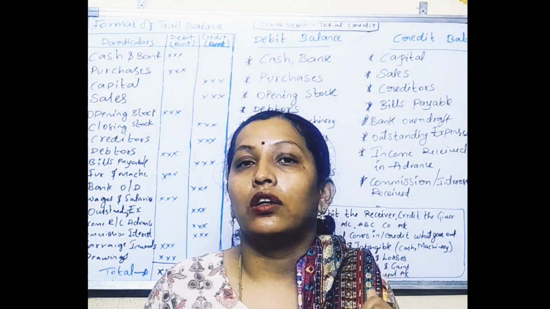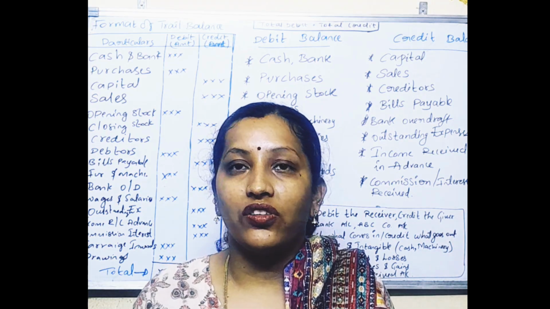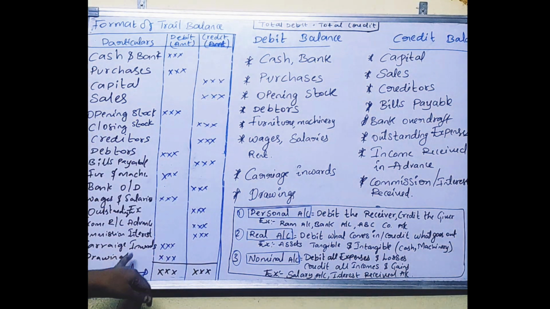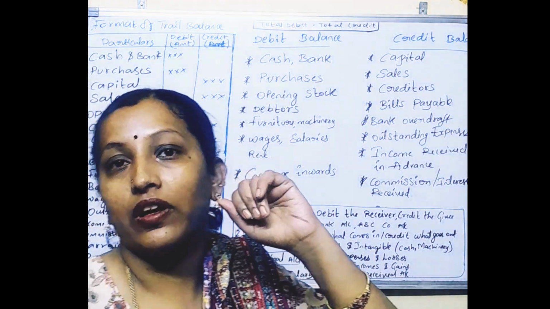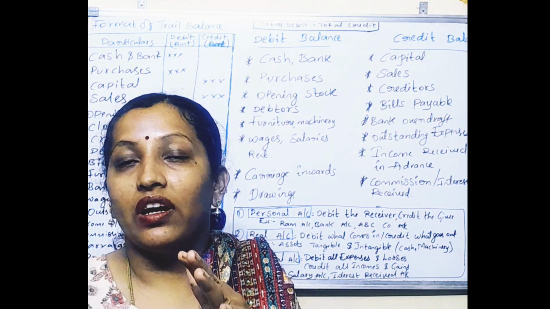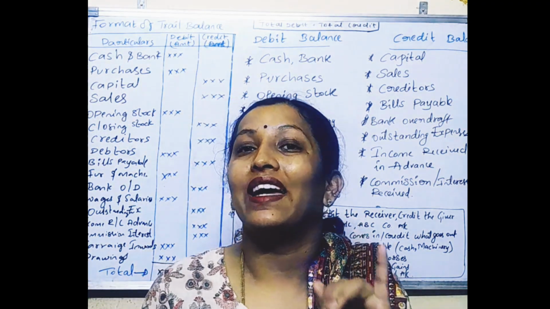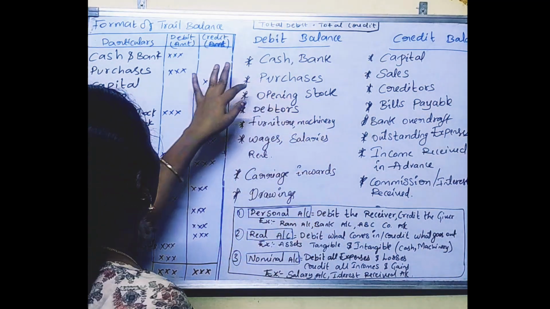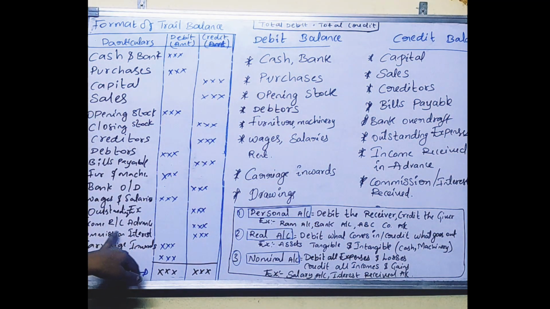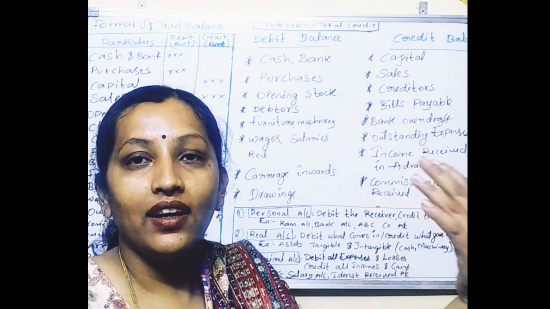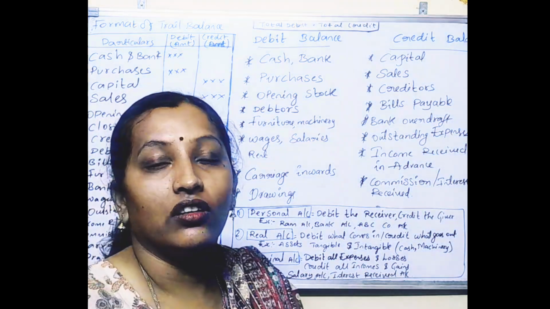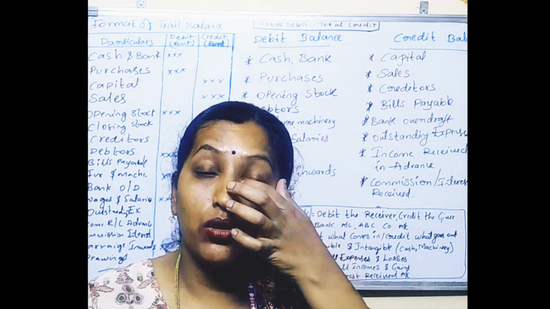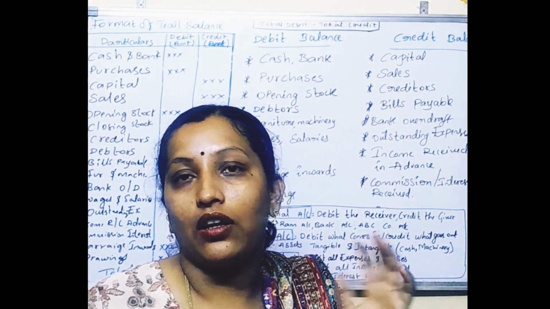In this trial balance, expenses, losses, assets all come under the debit side. You can see expenses, losses, drawings and purchases, and assets like furniture and machinery, all come on the debit side. And on the credit side, all liabilities, incomes and gains are shown. Incomes and gains means the commission interest received, it is a gain only, shown on the credit side. Income received in advance is also a gain only, in the credit side. So these are the trial balance.